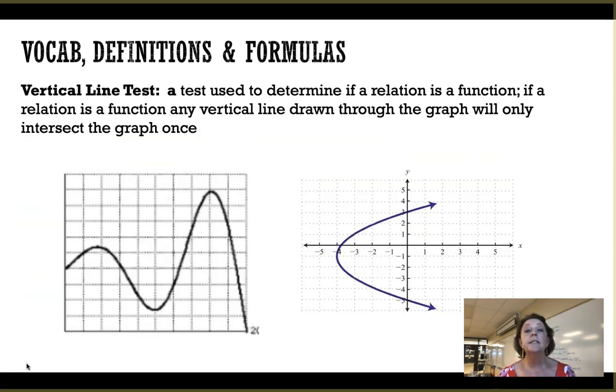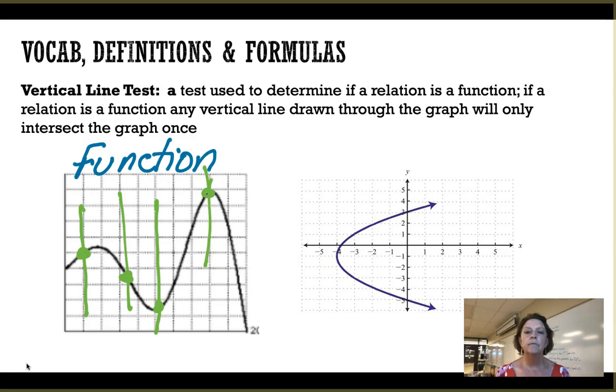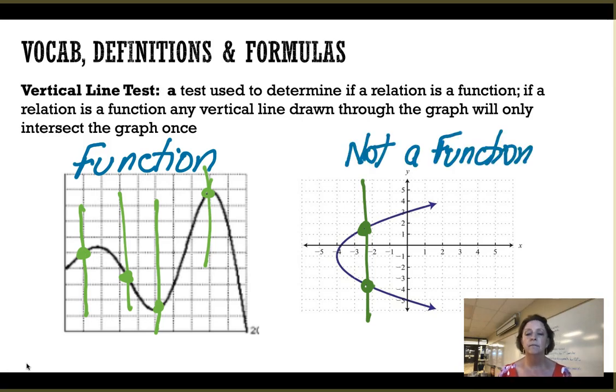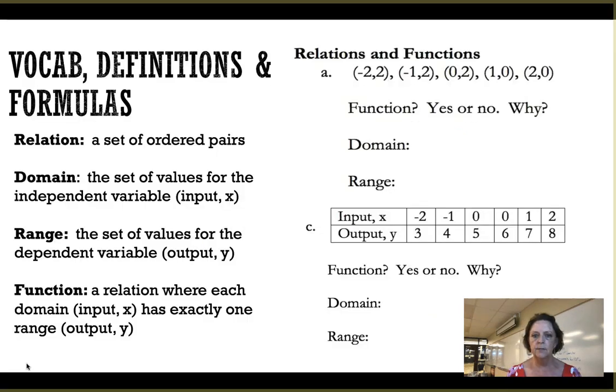The vertical line test is a test to use to determine if a relation is a function when you're looking at a graph. If a relation is a function, any vertical line drawn through the graph will only intersect the graph one time. If I draw a vertical line here, notice it touches my graph once, and once, and once. So any vertical line I draw through this graph is only going to touch it once. Therefore, this is a function. The graph on the right, the very first line I draw through it touches my graph twice. So this is not a function. It failed the vertical line test.